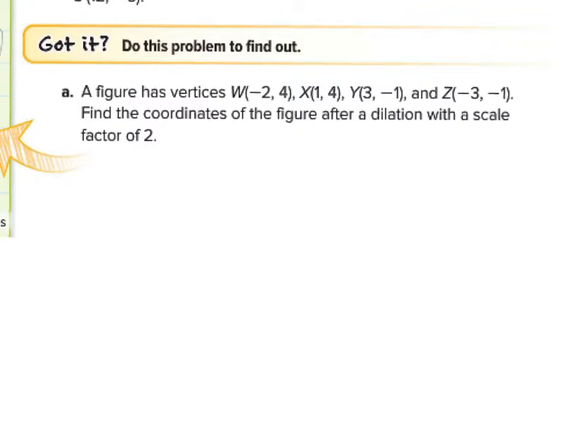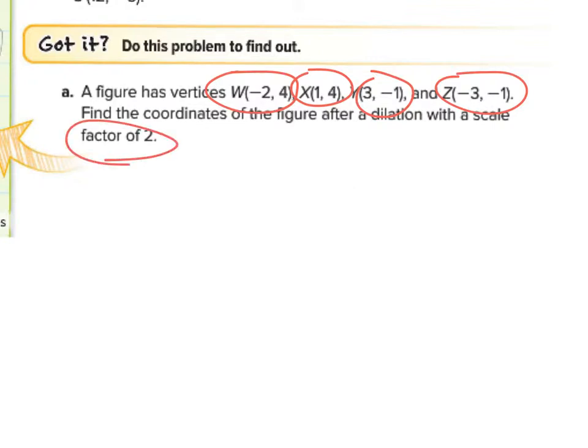Alright, I hope you paused the video and you tried it out so that you can see the answer. So what I'm going to do is take each one of these and multiply each coordinate by 2 as mentioned here. I'll start with W. For W, I have negative 2 times 2 is negative 4, and I have 4 times 2 is 8.